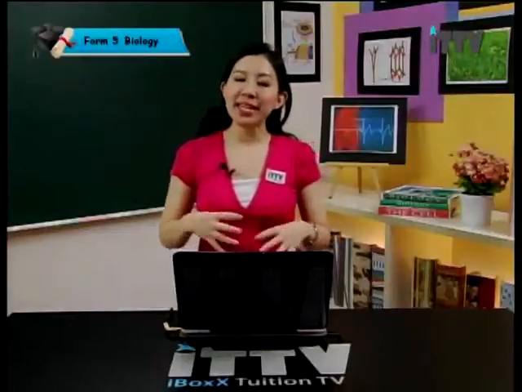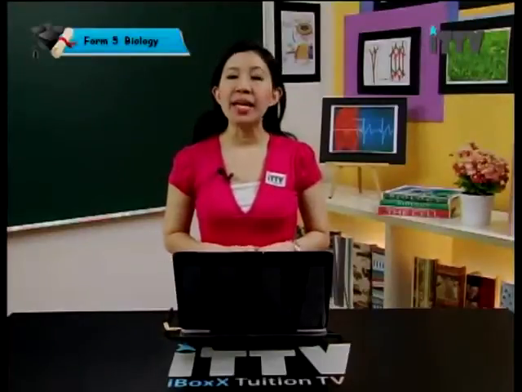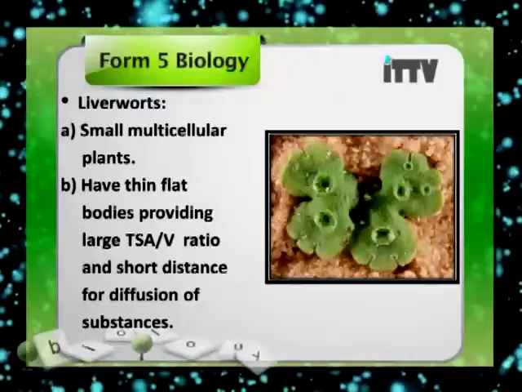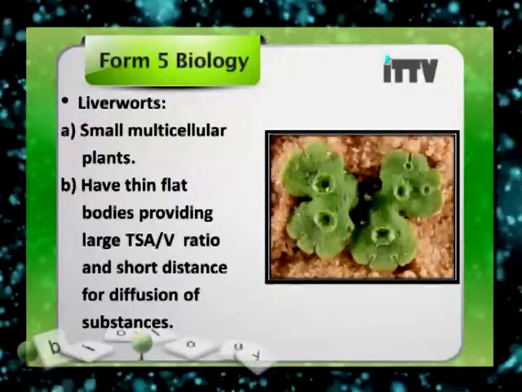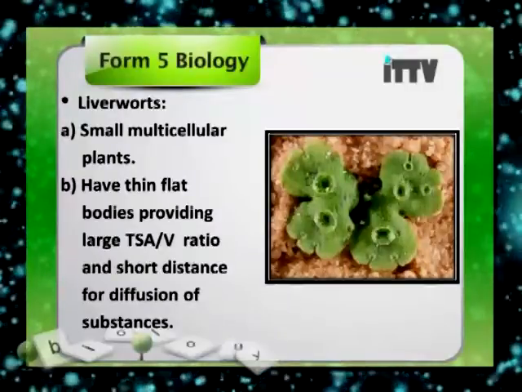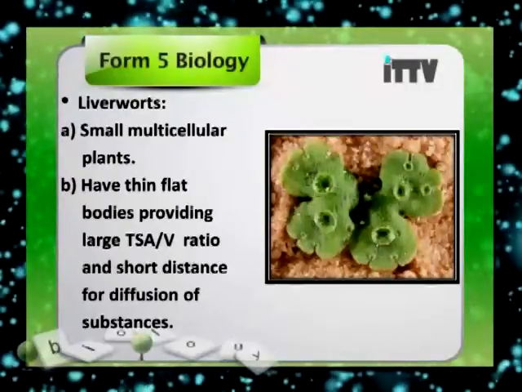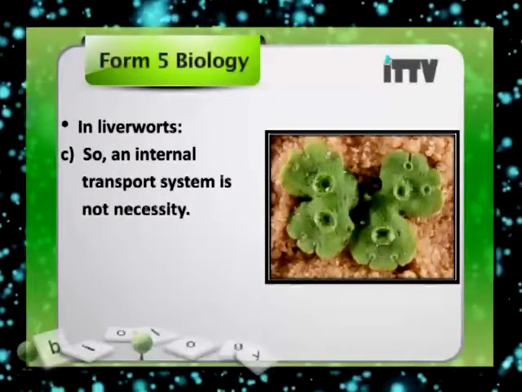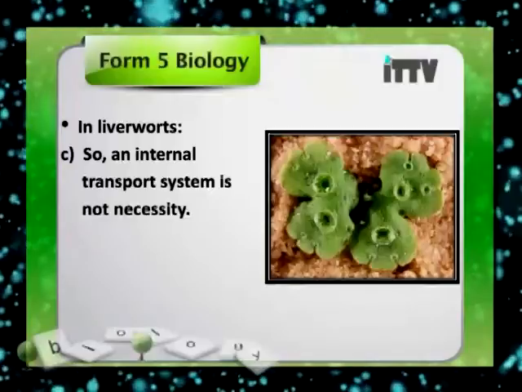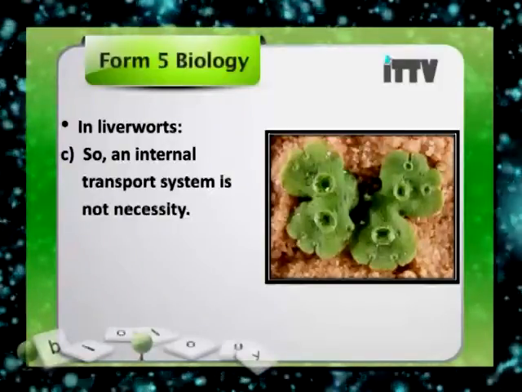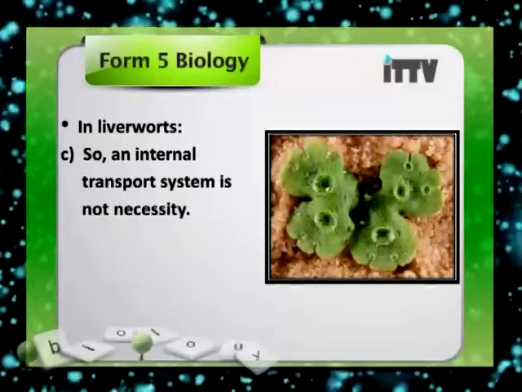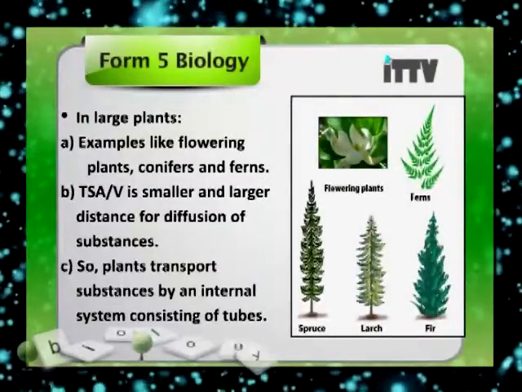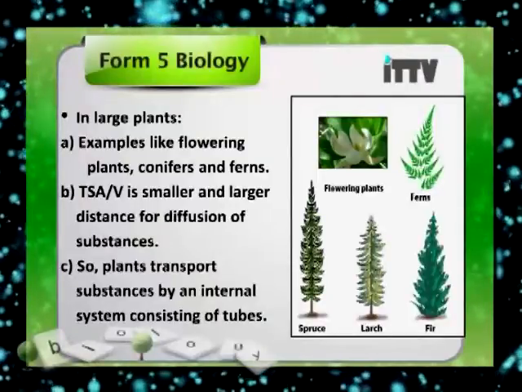So, let's look at a special type of plants known as the liverworts. They are small, multicellular plants. They have thin, flat bodies providing large total surface area to volume ratio and short distance for diffusion of substances. So, as you can see, an internal transport system is not a necessity for these kind of very simple, small, multicellular plants. But how about the larger plants? For example, angiosperms, conifers, and ferns.